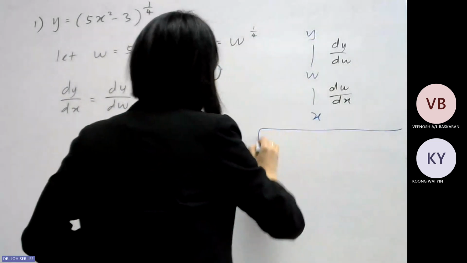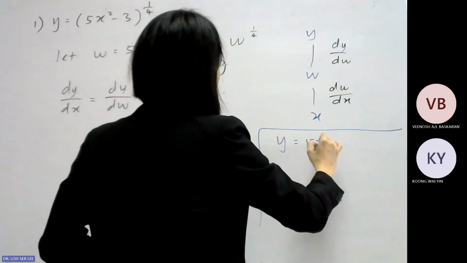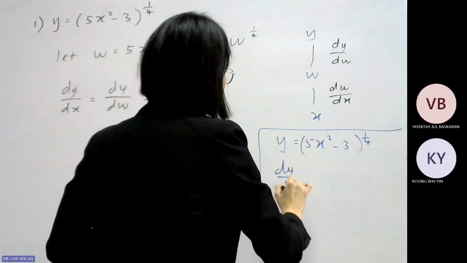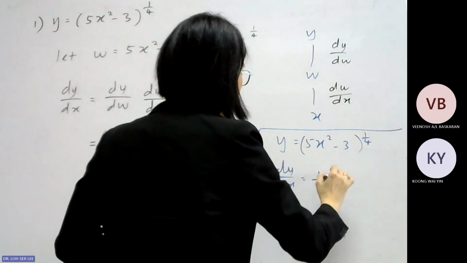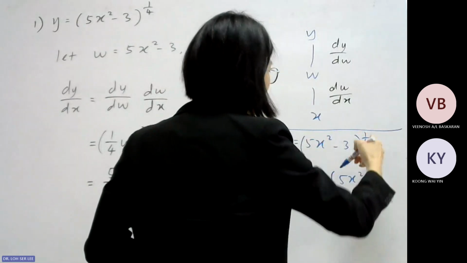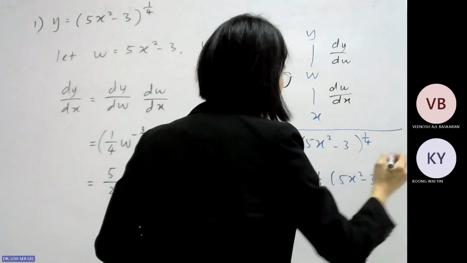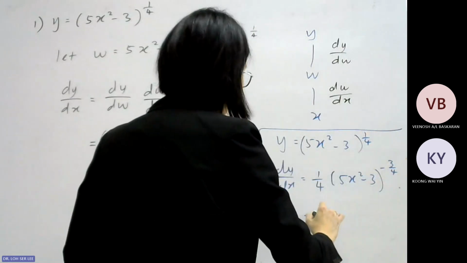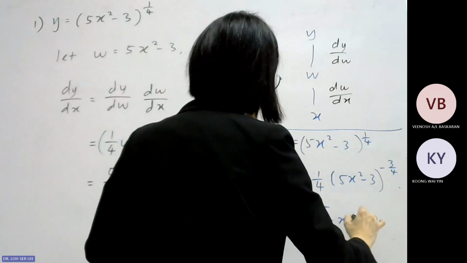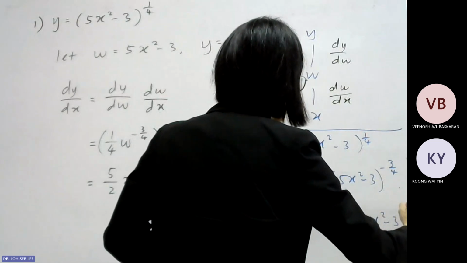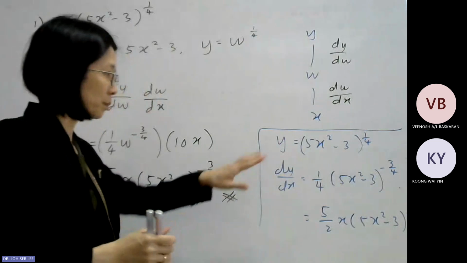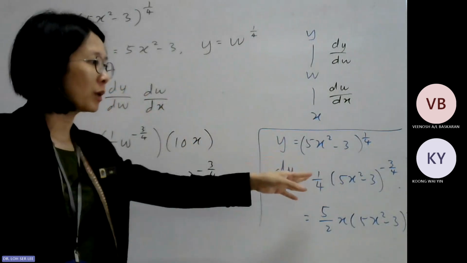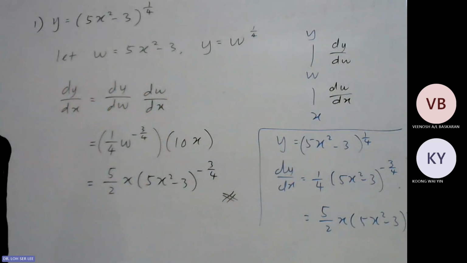Actually, this one we can just bring the power in front: 5x squared minus 3 with the power reduced by 1, and then times the derivative of the inside, which is 10x. Then you get 5 over 2x times 5x squared minus 3 to the negative 3 over 4. This one is by formula. But how do we get the formula? From the chain rule.